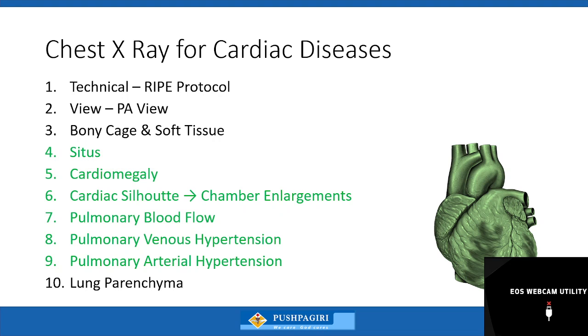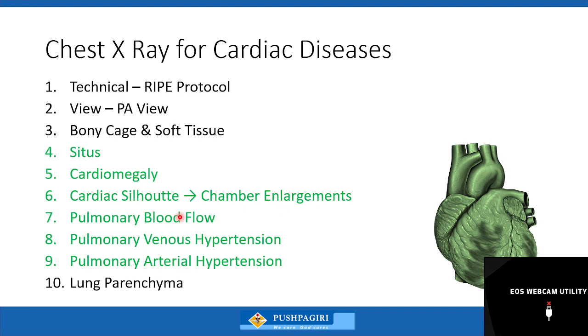Then check what is the view and the bony cage and soft tissue relations, whether any abnormalities are there or not. Then the green shaded area denotes the cardiac part per se. We have to look at the situs, whether there is any cardiomegaly, look at the cardiac silhouette, and look for any chamber enlargements, all the four chambers. Then look at the pulmonary blood flow, and whether there is any pulmonary venous or pulmonary arterial hypertension. And then lastly, the lung parenchyma.